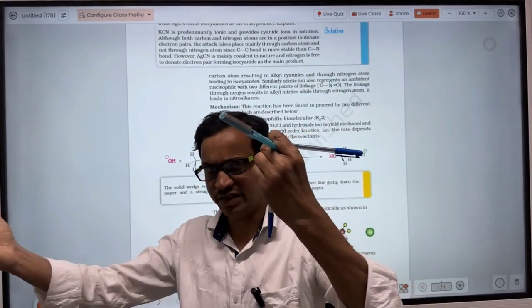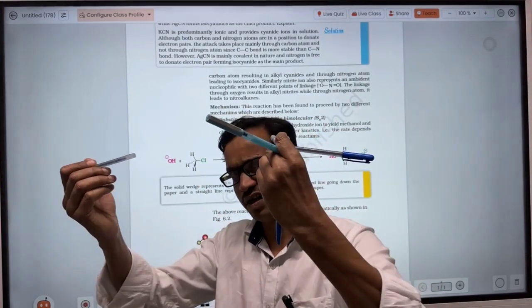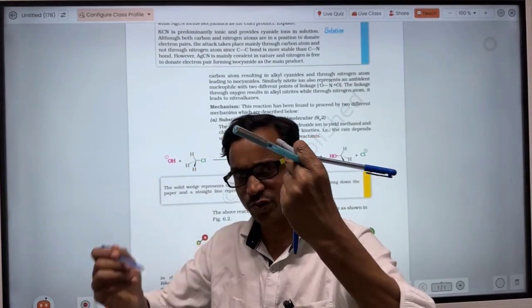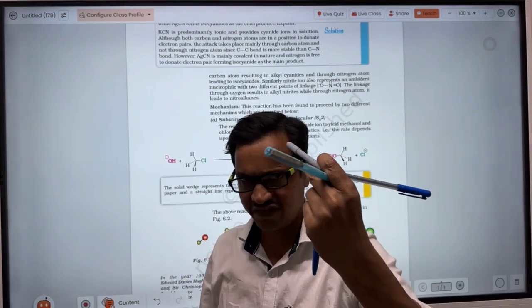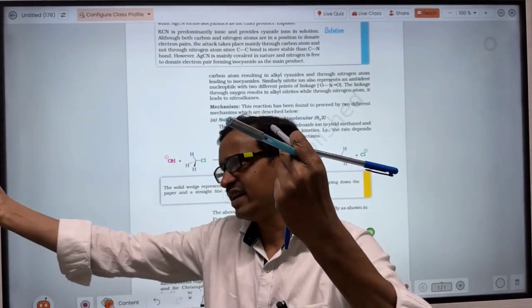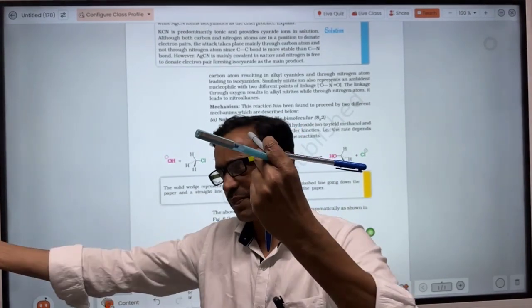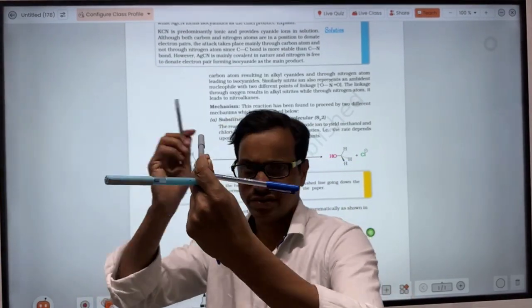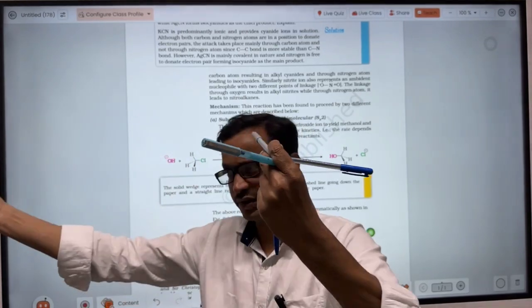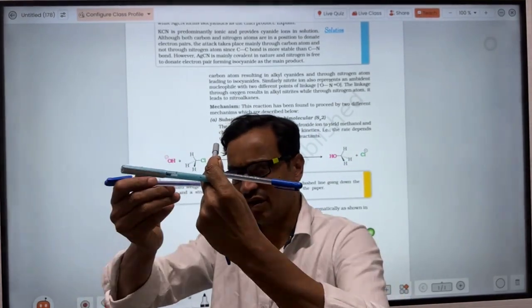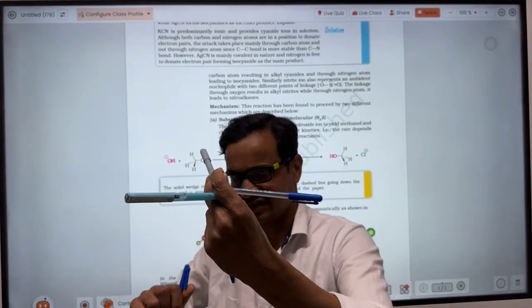The nucleophile approaches towards the alpha carbon atom. That means the carbon atom to which the functional group is attached. That is called alpha carbon. So the nucleophile approaches towards the alpha carbon atom from the backward side of the halogen.